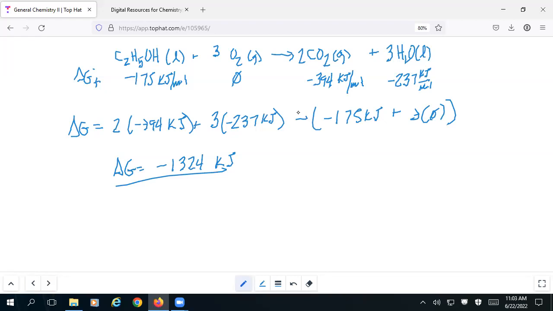All right, any questions with this example? All right, let's stop here and take a short break. Come back and we'll finish out the chapter and have some time to review.